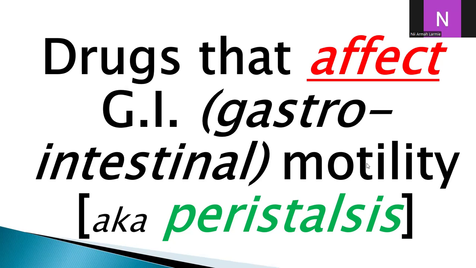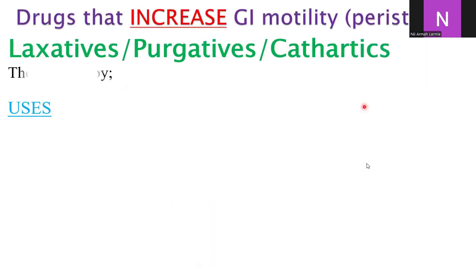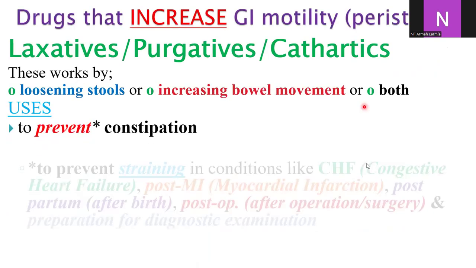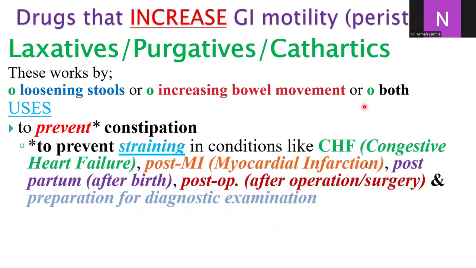So this is going to be drugs that are going to affect the movement of the content of the GI tract, and I'm basically calling it GI motility or peristalsis. So let's start with the first group, the laxatives, drugs that increase the GI tract motility. Laxatives, also called cathartics or purgatives.